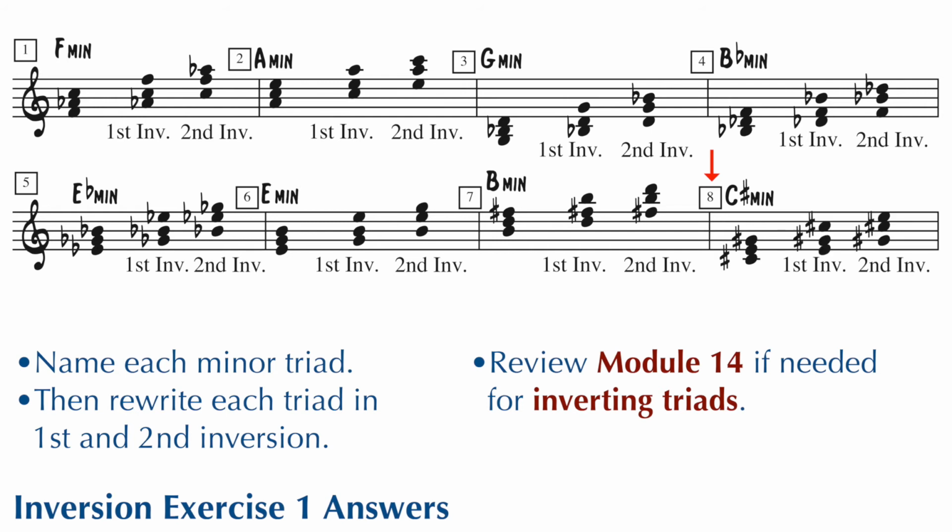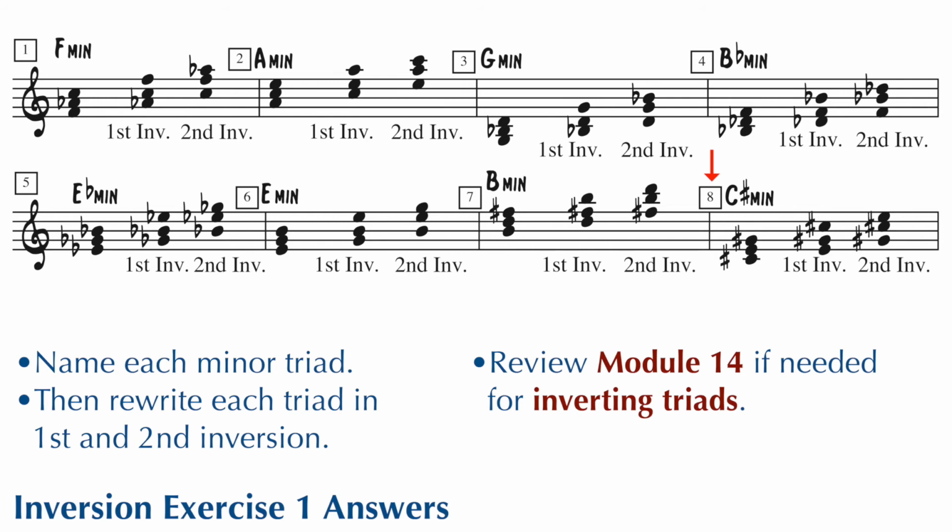To change that into first inversion, we're going to take the root of the C sharp minor, the C sharp, raise it an octave, and now we have an E as the lowest note. That's the third of the chord, so that's first inversion C sharp minor, E, G sharp, C sharp.